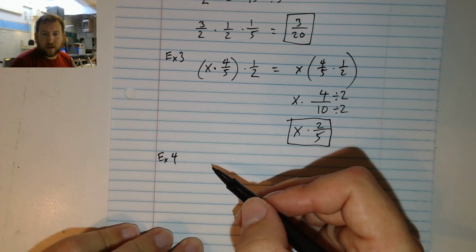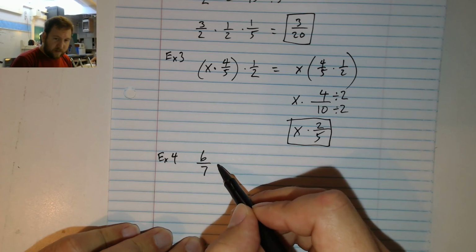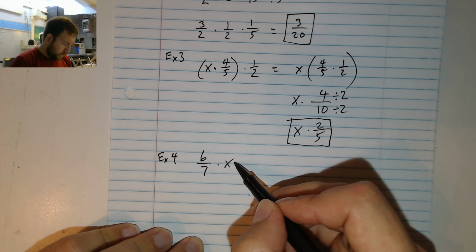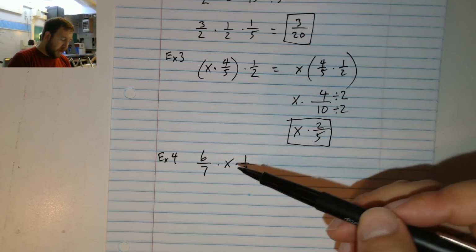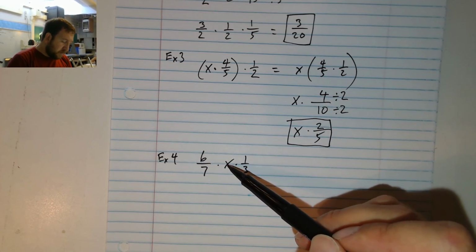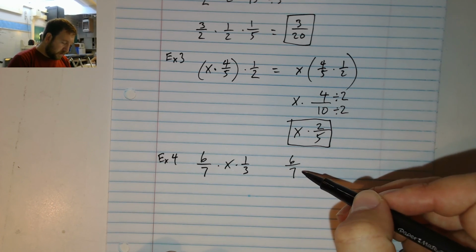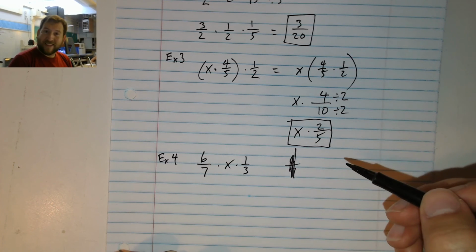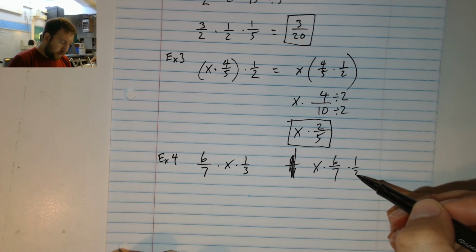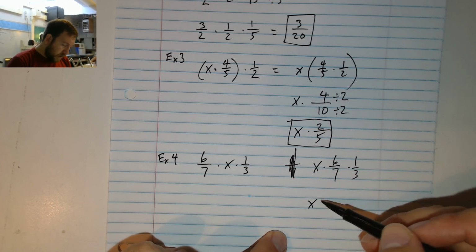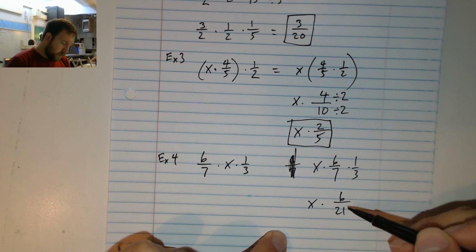And this one's going to start like our one did before, and it's going to say 6/7 times x times 1/3. Now this time, just like we used the associative property last time, we're going to use the commutative property. And I'm just going to move the x in front of the 6/7, and I can rewrite it like this. Let's try again. x times 6/7 times 1/3. Oh, well now I can do that. It's pretty easy. x times 6 times 1 is 6. 7 times 3 is 21.